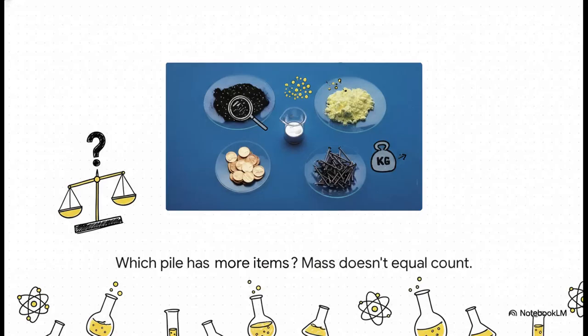Take a look at this. You've got some iron powder, some sulfur, a bunch of coins, and some nails. Now, if I ask you which one of these piles has the most individual things in it, could you tell me just by weighing them? No way. A heavy pile of big nails is definitely going to have fewer items than a lighter pile of teeny tiny sulfur crystals. And that, right there, is the exact same problem chemists face every single day. Weight alone just doesn't tell you the count.